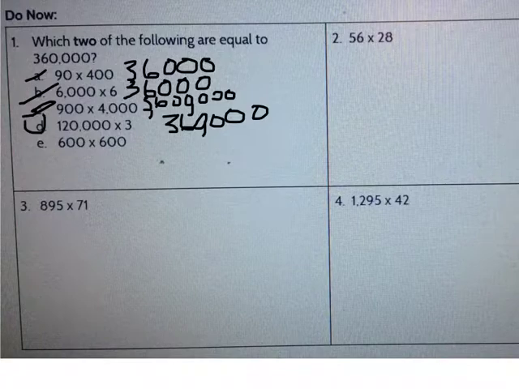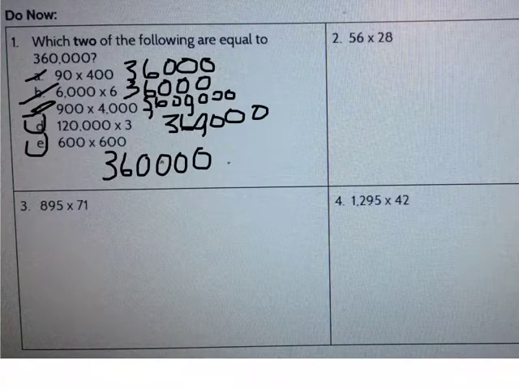And let's look at E. 6 times 6 is 36 plus 4 zeros. That is a correct answer. The correct answers are D and E. When you see a problem like that, make sure you show work for every answer choice.